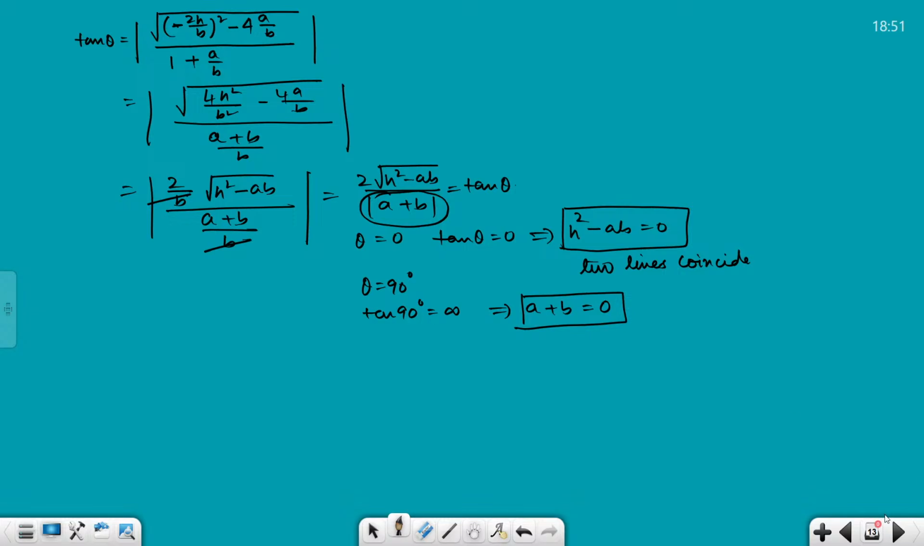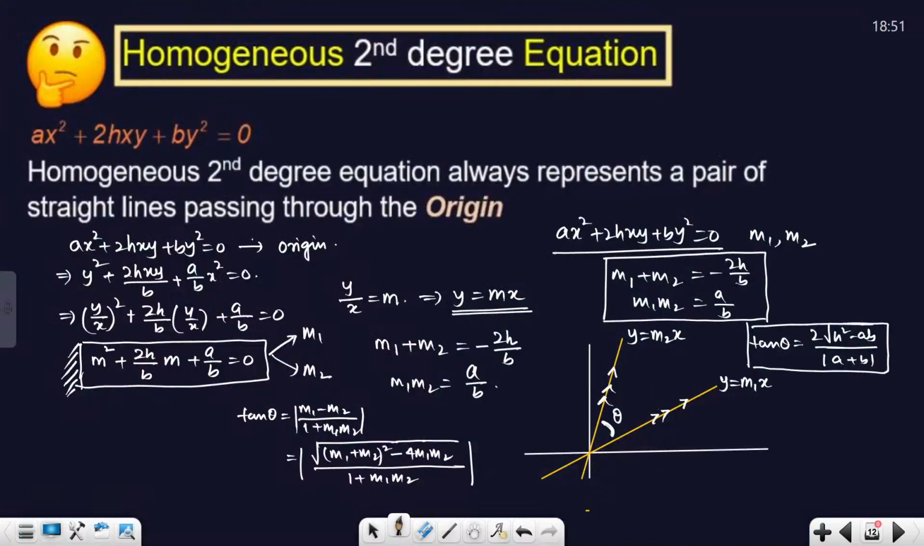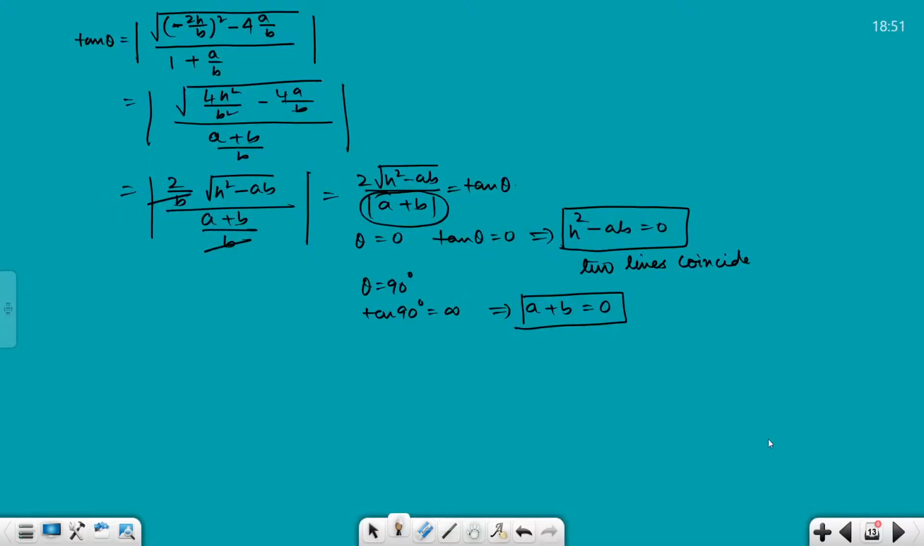What is a and b? Please come to this equation. It is nothing but the coefficient of x square and the coefficient of y square respectively. So when two lines are perpendicular to each other, the coefficient of x square plus the coefficient of y square becomes equal to 0. So we have to remember that.